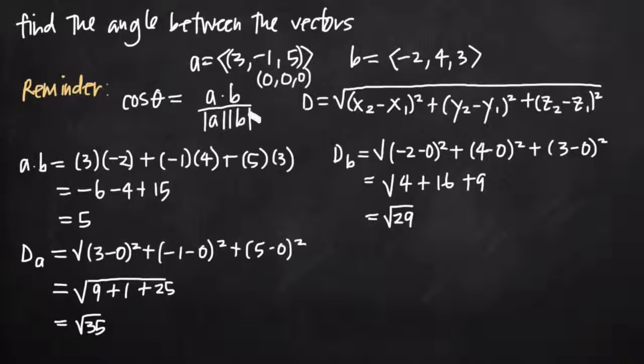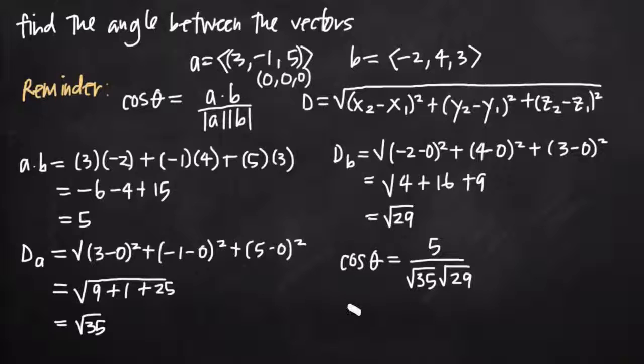Now if we want to find the angle between the vectors, we just set these values up in our corollary formula. So cosine of theta is equal to our dot product, A dot B, which is 5, divided by the length of A, which we already know is the square root of 35, times the length of B, which we already know is the square root of 29. Now we just need to solve this equation for theta.